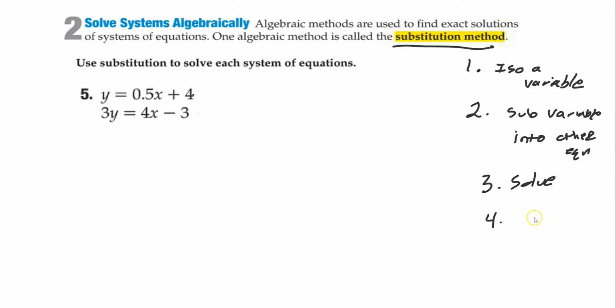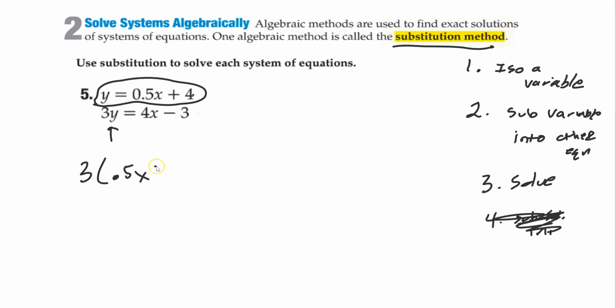And don't forget, once you solve, sub the solution into the original. Just plug it back in and get your answer. Anyway, here we got lucky. Y is by itself already. So what we're going to do is plug that in for the y right there. So instead of the y, we're going to plug all this in. So we're going to have 3.5x plus 4 equals 4x minus 3.